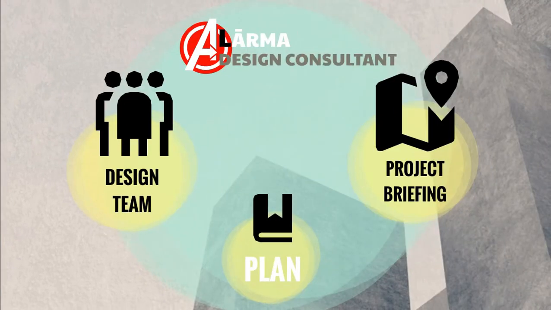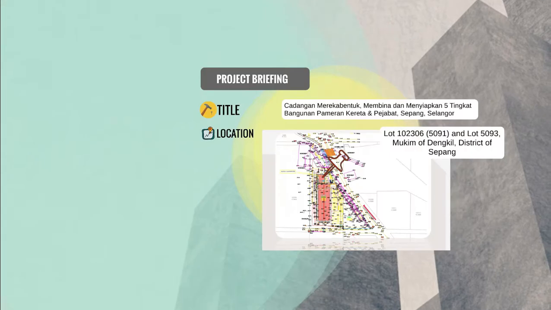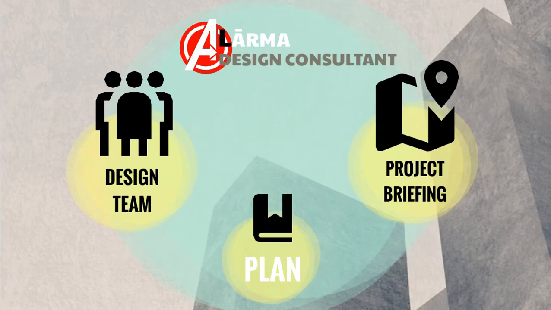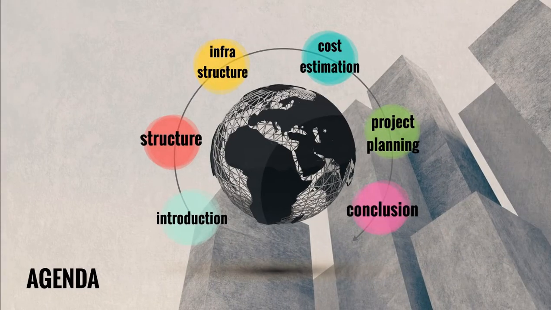Project briefing. The title of this project is Cadangan Mereka Bentuk, Membina dan Menyiapkan 5 tingkat bangunan pameran kereta dan pejabat Sepang Selangor. This project is located as shown in the figure at Mukim of Dengkil, Sepang. Here is the plan view from the architectural plan, consisting of a 5-story building. Now we start with structural element design analysis.